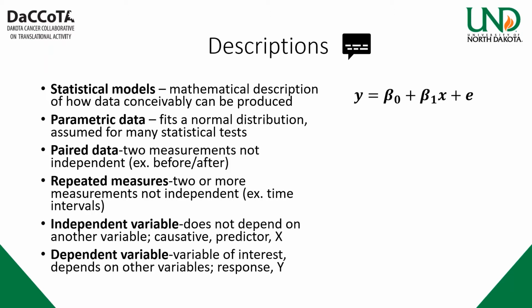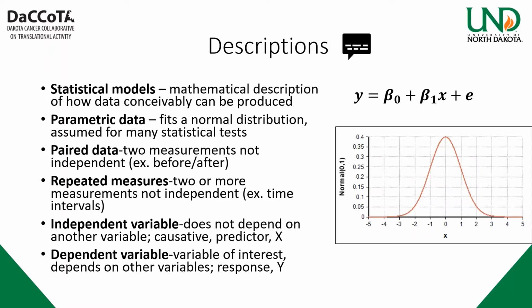Next, we have parametric data. It's also known as normal data or normally distributed. Essentially, it fits a normal or Gaussian distribution. And this is a big assumption for many statistical tests. So we almost always want to know whether it's parametric or not. And we can kind of look at that. This is a parametric or normal distribution. We see that it's centered around the mean and it's symmetrical on both sides.